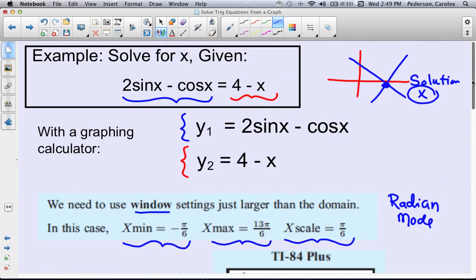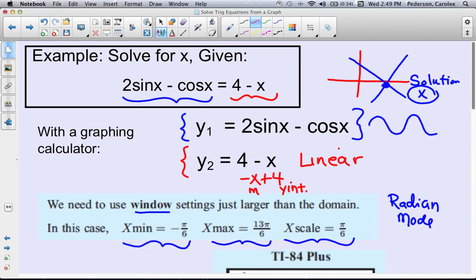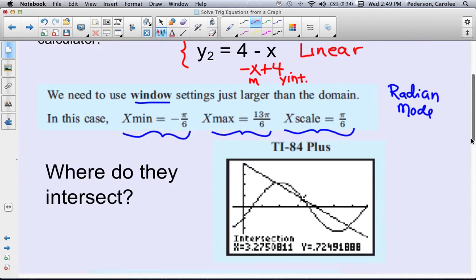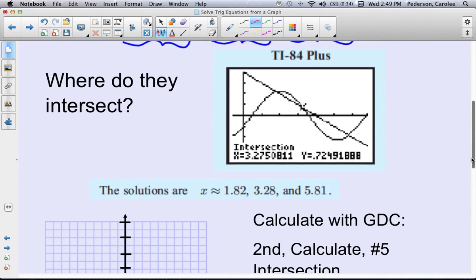If we come back up here to the red and the blue, what do these two pieces look like? Well, this is a trig function. It's going to be a sine cosine wave, and this is a linear function, some sort of line. If we think about it in this form, -6 plus 4, this is my slope, and there is my y-intercept. All right, so go ahead and enter the information into your graphing calculator.